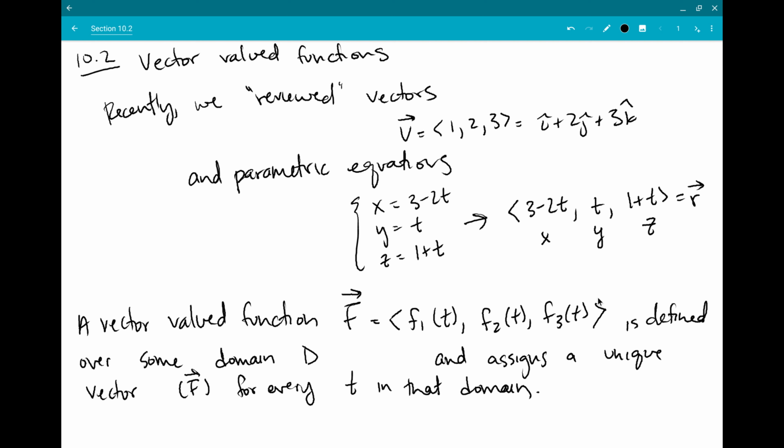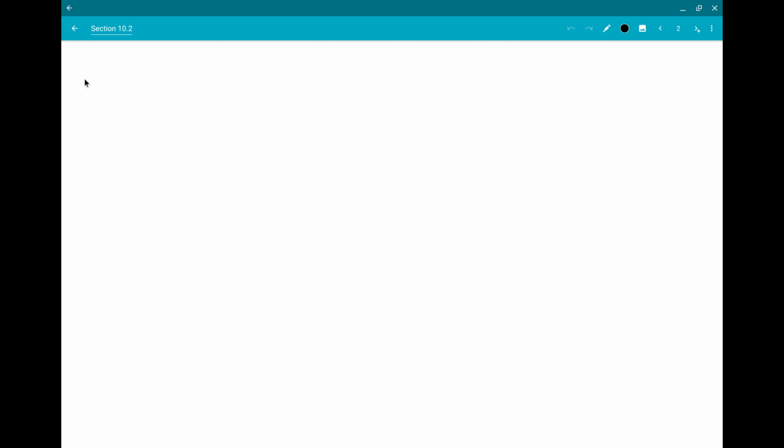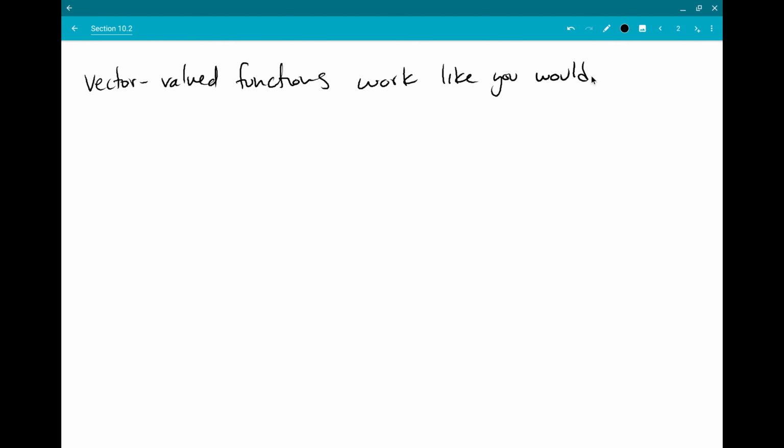And so even if this block of text feels unnecessary to you, that's okay, as long as this definition of F feels intuitive to you based on what we've done so far. And what I'm going to say is that vector-valued functions work like you would expect.